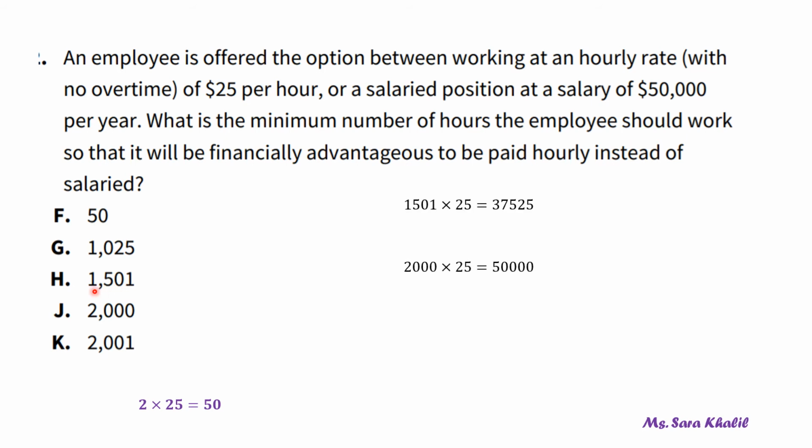How? I would try, for example, 1,501 multiplied by 25. He's going to get paid $37,525, and that's less than $50,000. You want to try the 2,000? Yeah, but actually 2,000 times 25 would definitely give me the $50,000, and I want more than that. Do you still have to do steps to find out that the answer is K? No, you can just pick K and run, because the answer is definitely K, and this is the minimum number of hours that he should work to get paid better than $50,000. So the answer is K.